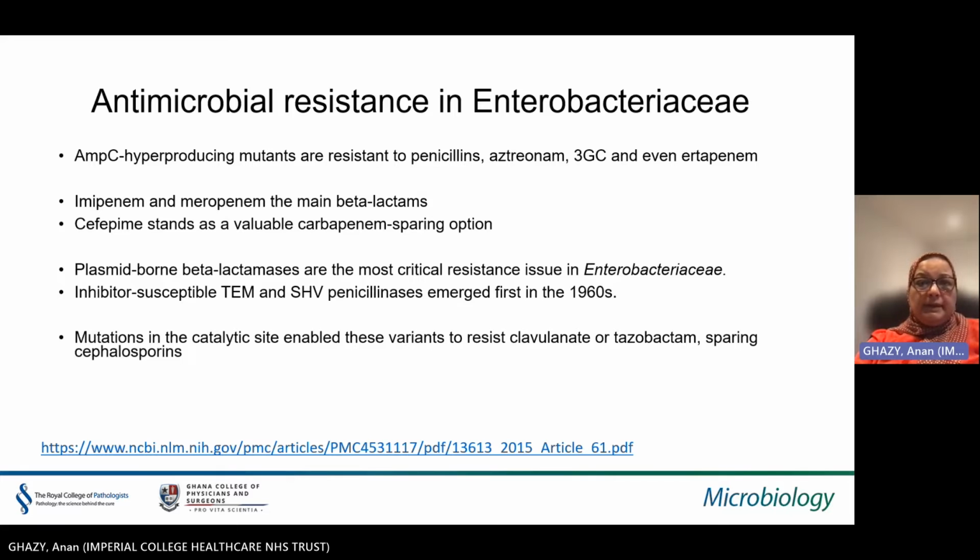AmpC hyperproducing mutants are resistant to penicillins, aztreonam, third-generation cephalosporins, or even ertapenem. Imipenem and meropenem are the main beta-lactams which can treat these infections. Cefepime stands as a valuable carbapenem-sparing option, and plasmid-borne beta-lactamases are the most critical resistance issue in Enterobacteriaceae. Inhibitor-susceptible TEM and SHV penicillinases emerged first in the 1960s. Mutation in the catalytic site enabled these variants to resist clavulanate or tazobactam-sparing cephalosporins.